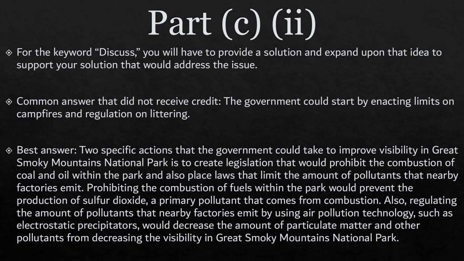No, the student continued with: prohibiting the combustion of fuels within the park would prevent the production of sulfur dioxide, a primary pollutant that comes from combustion. Also, regulating the amount of pollutants that nearby factories emit by using air pollution technology, such as electrostatic precipitators, would decrease the amount of particulate matter and other pollutants from decreasing the visibility in Great Smoky Mountains National Park. Wow, just wow. That is such an amazing answer, and thus Mr. Tran is putting it on the presentation.